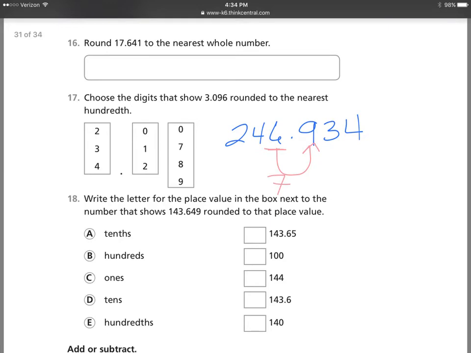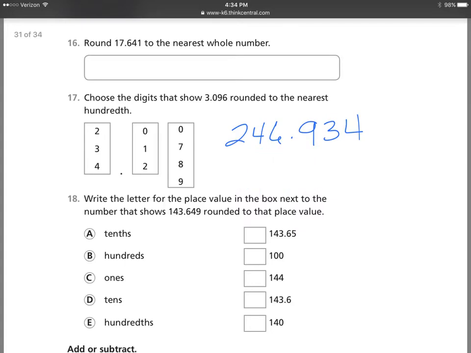The 6 becomes a 7, and everything after that 7 becomes a 0. Everything before that 7 stays the same. You can decide at this point whether or not you need these zeros. We don't really need them. So you would take them off, and your final answer would be 247.